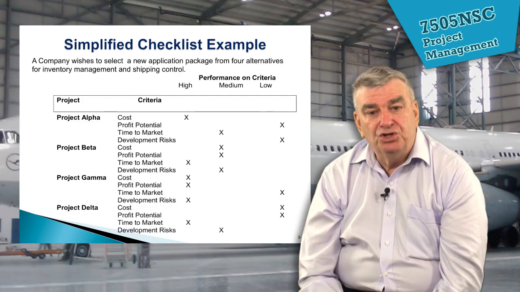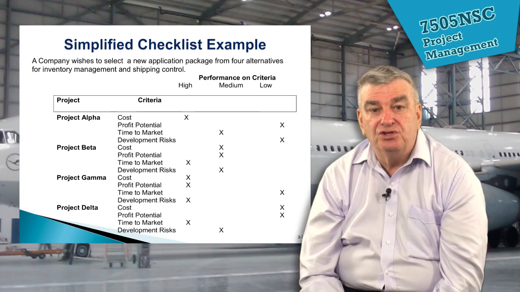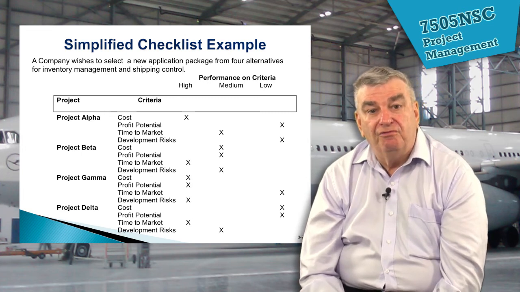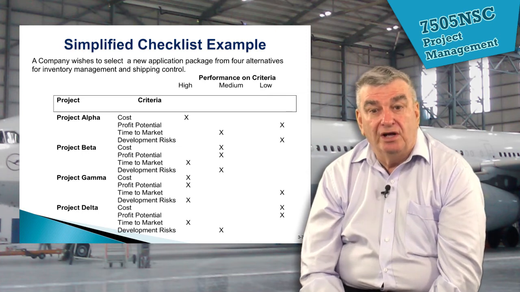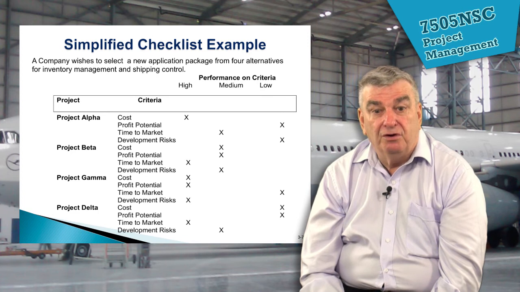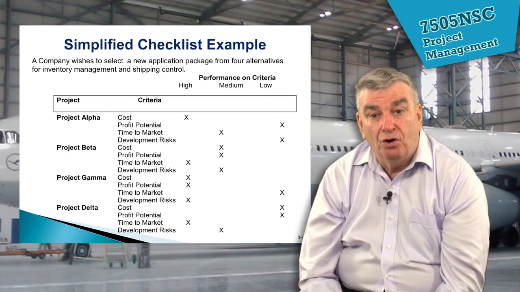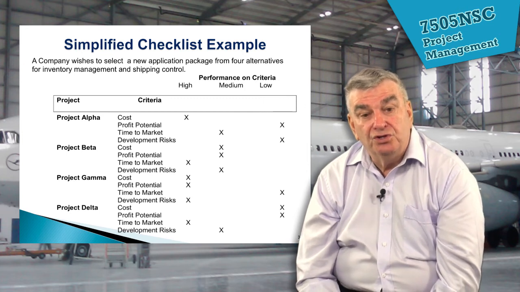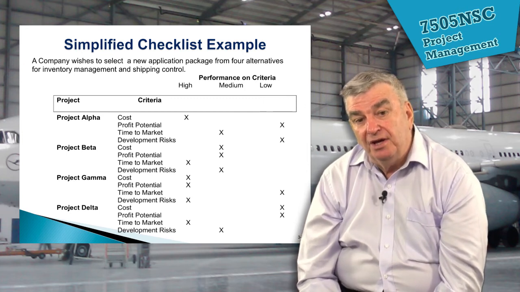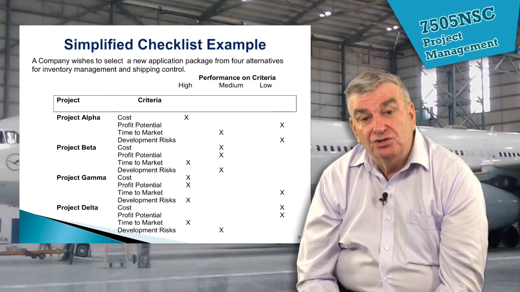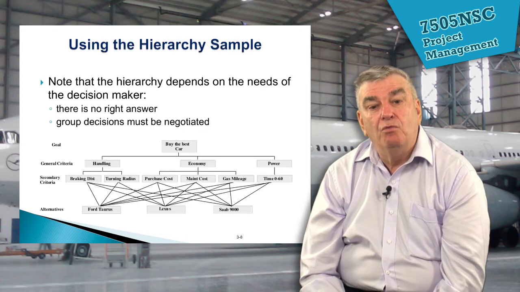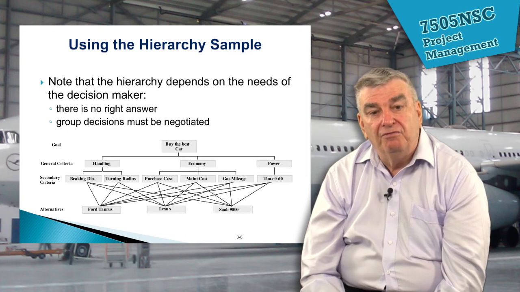We're going to look at the checklist model. And we'll give you a problem such as the one that I put here. A company wishes to select a new application package from 4 alternatives for inventory management and shipping control. And we decide to rate them according to different criteria for each project. And we talk about whether we rate it high, medium, low. And in the course itself, you'll actually be able to come up with the answer to this. And then you'll be able to identify, well, what were the advantages of this model, but what are the disadvantages? And we'll look at other models that can provide advantages.